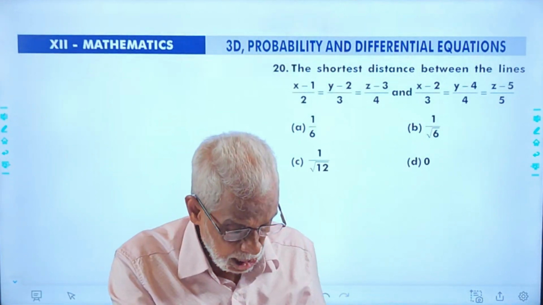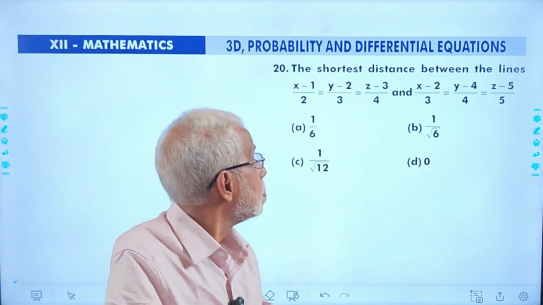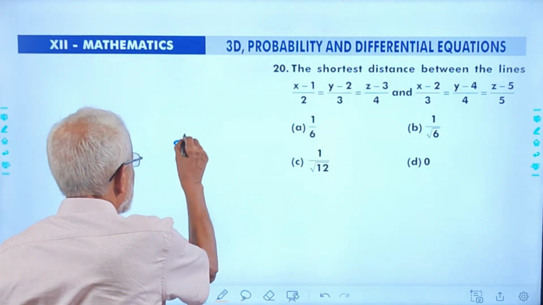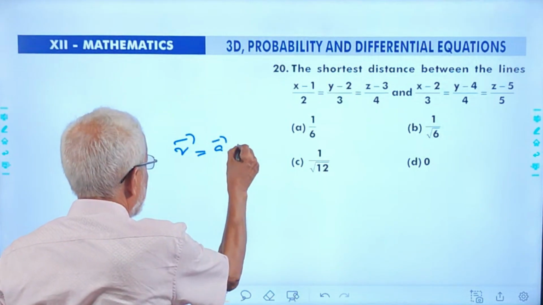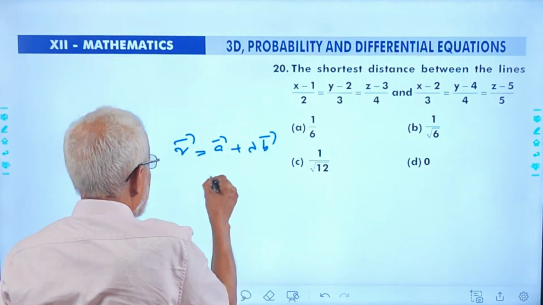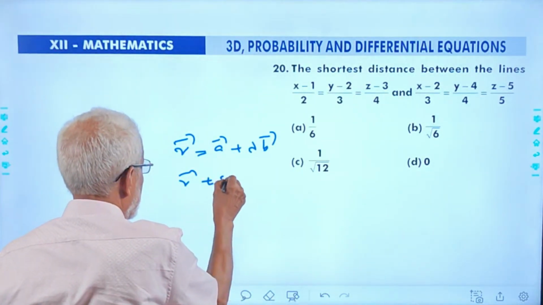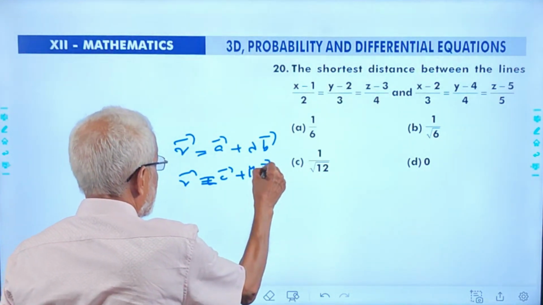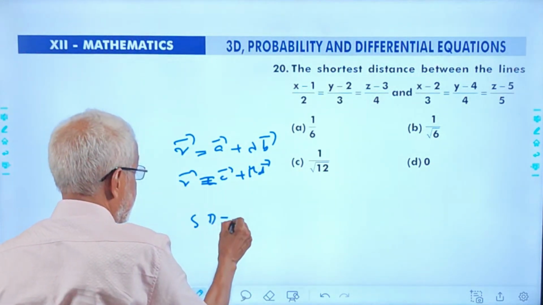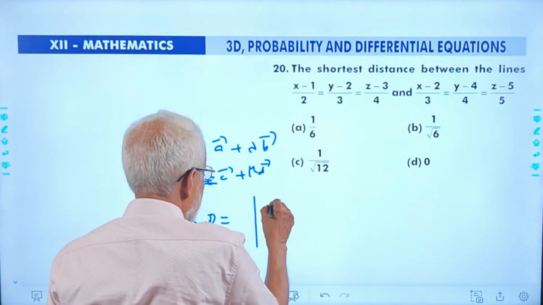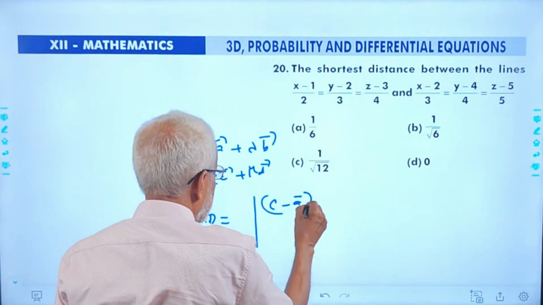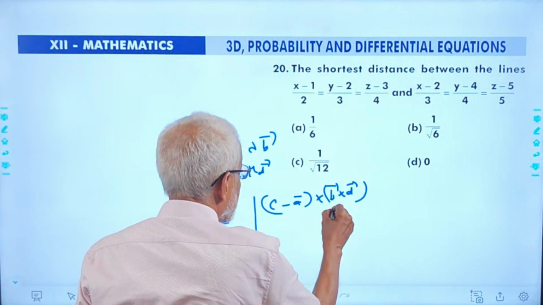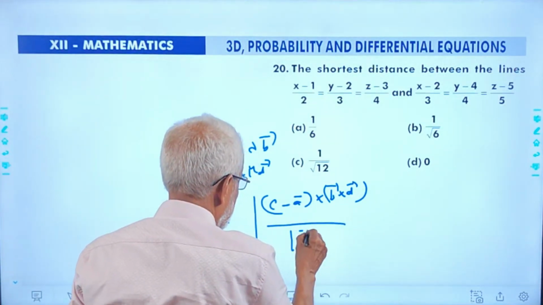The shortest distance between the two lines. You know, if r is equal to a plus lambda b and r is equal to c plus mu d, then the shortest distance between the lines is modulus of (c minus a) dot (b cross d) by modulus of b cross d.